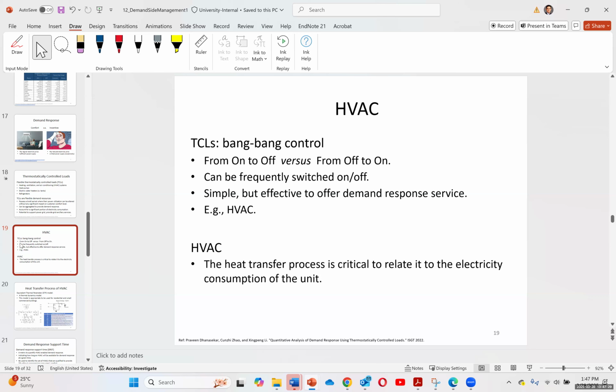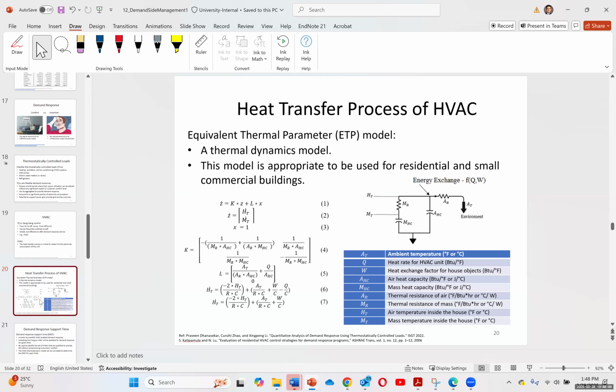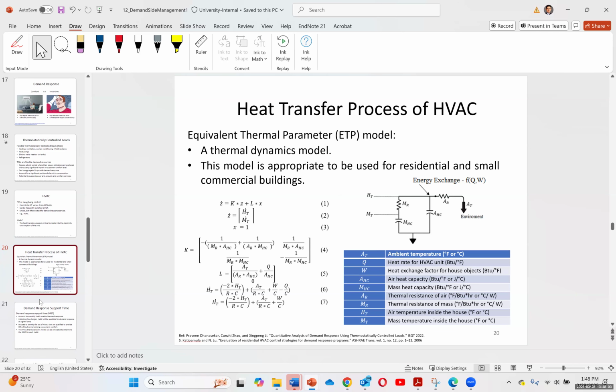And the heat transfer process is critical, related to the electricity consumption of the unit. One example, again, you can turn off the HVAC during a peak hour and it takes like half an hour to an hour for the house temperature to rise to an uncomfortable level or drop to an uncomfortable temperature, and you're able to manage that. This is just a graph for the heat transfer process of an HVAC system.